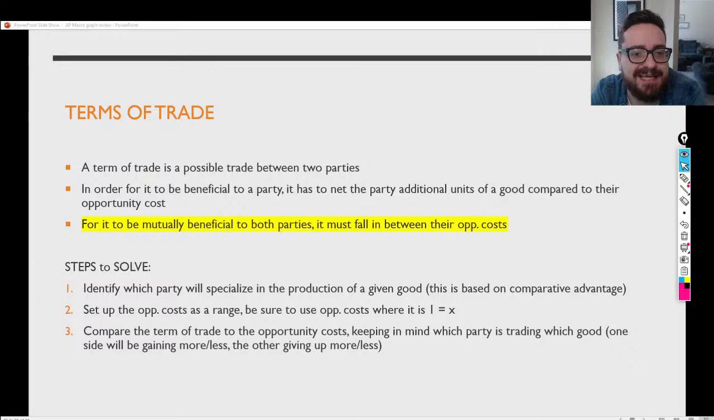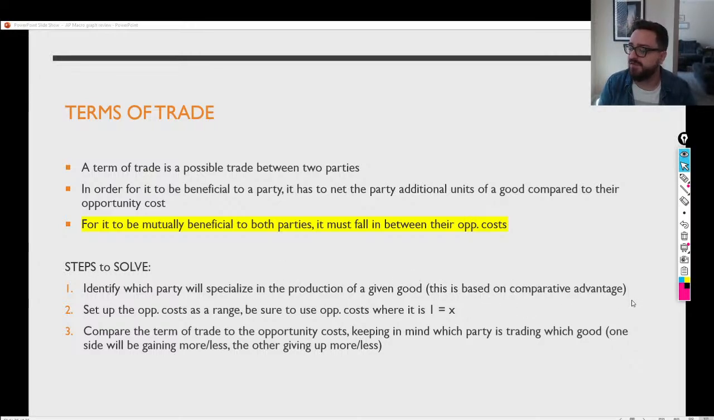This is the key thing. To find a mutually beneficial term of trade, it must just be a trade that falls between their opportunity costs. So the steps to solve a full term of trade problem with explanation: the first thing you've got to know is who specializes in what. It'll help you explain it.